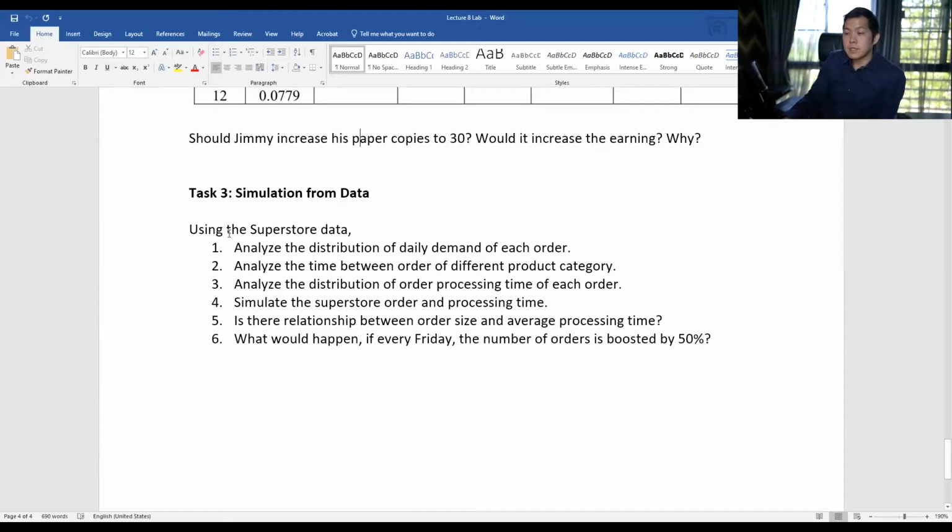The last one is I asked you to use the superstore data and then analyze the distribution of daily demand on each order, and then analyze time between orders, analyze the distribution.